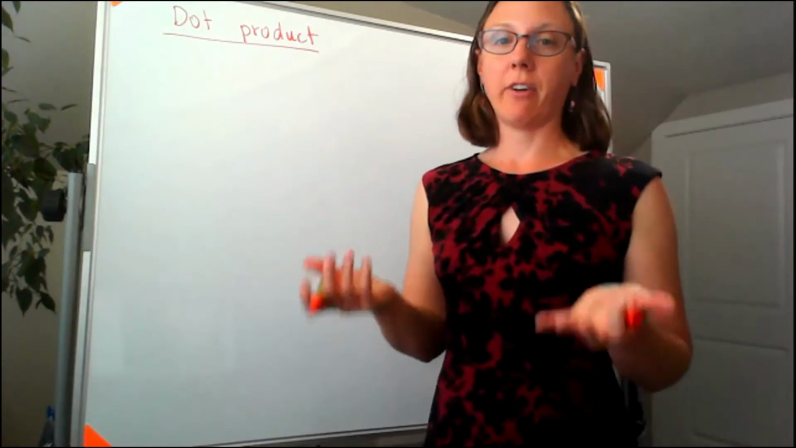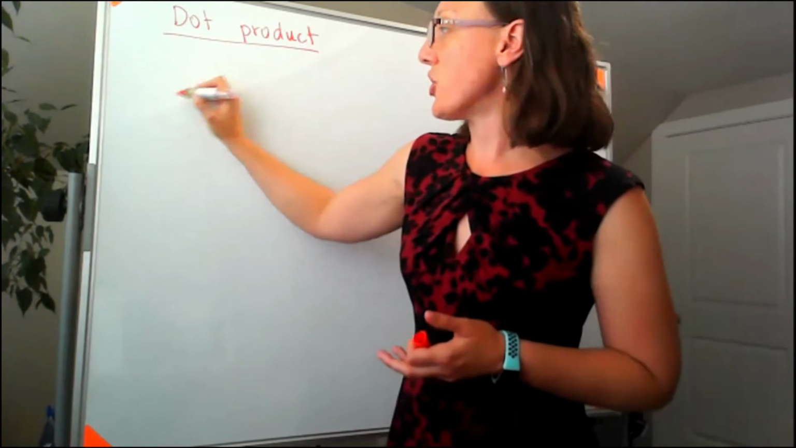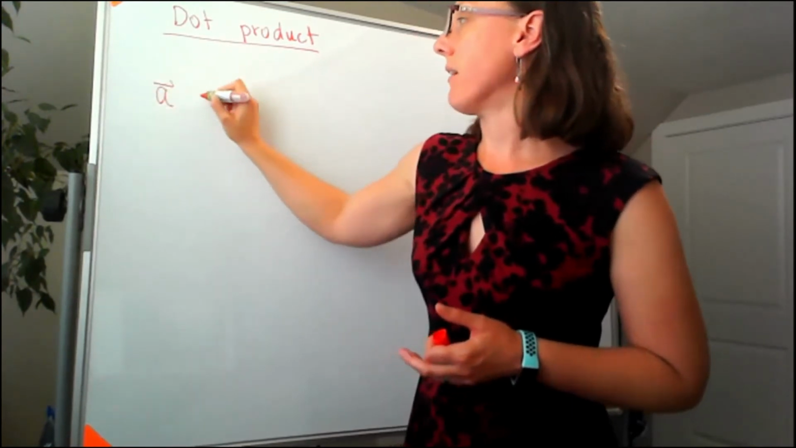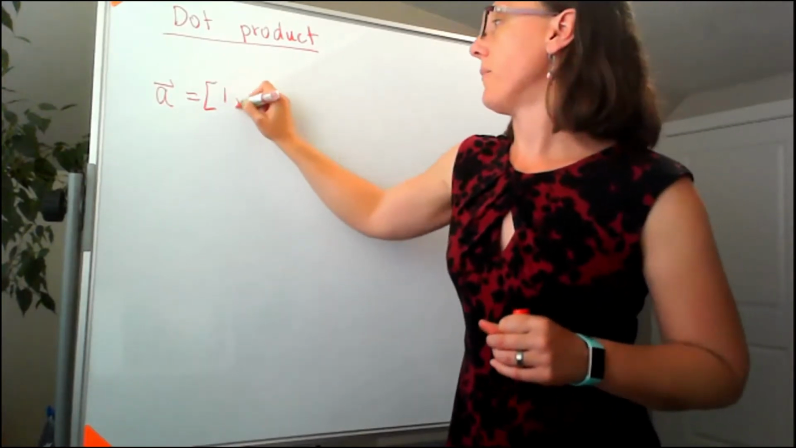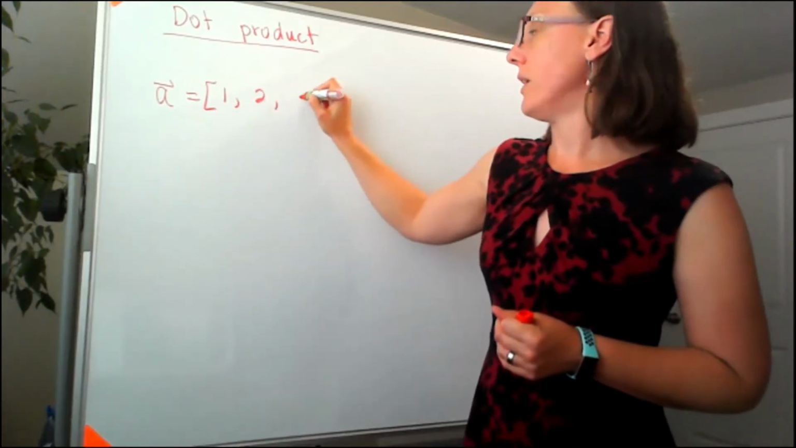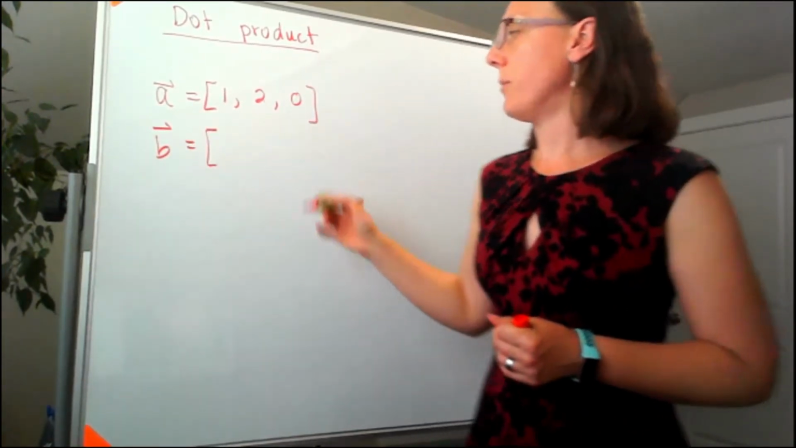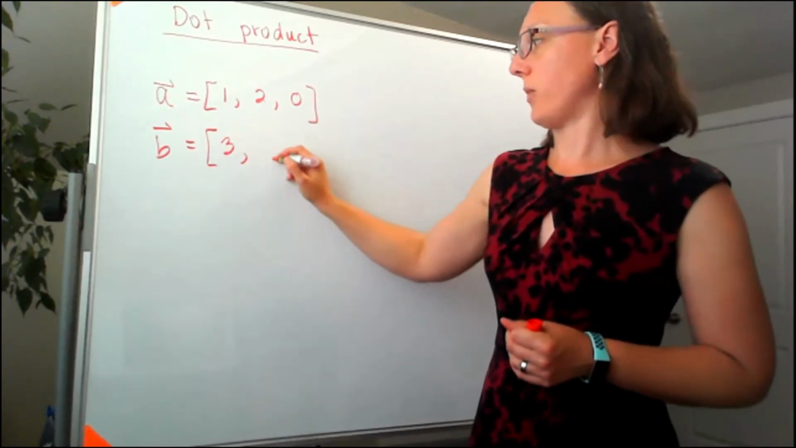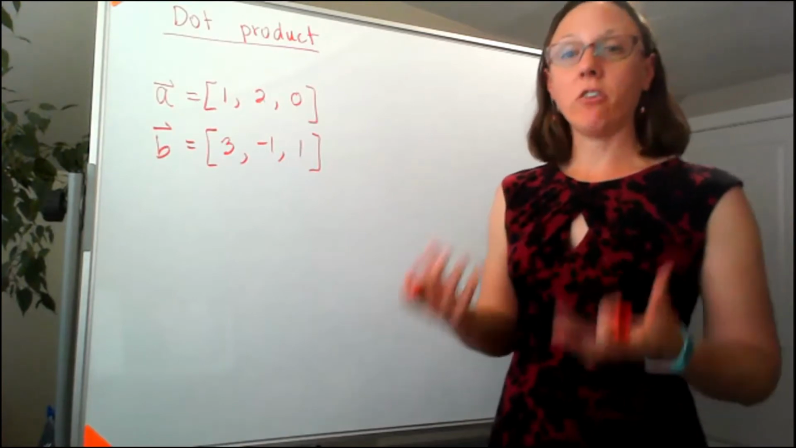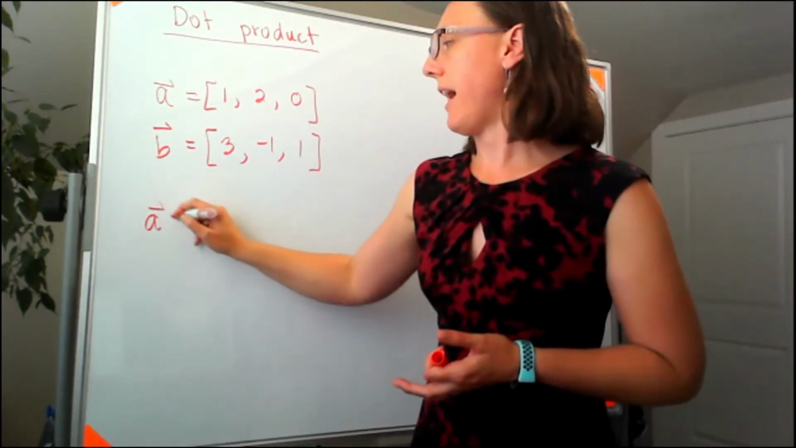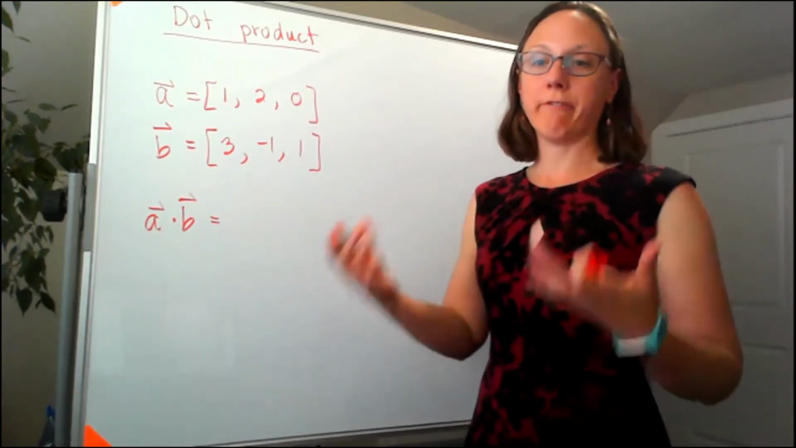There's the mechanics of how to calculate it, but then there's also what we're going to do with it. So let's say that I had two vectors, and I'm going to let A be equal to the row vector 1, 2, 0, and B will be equal to the row vector 3, -1, 1. So calculating the dot product of A dotted with B is probably the most straightforward thing we can do with dot product.